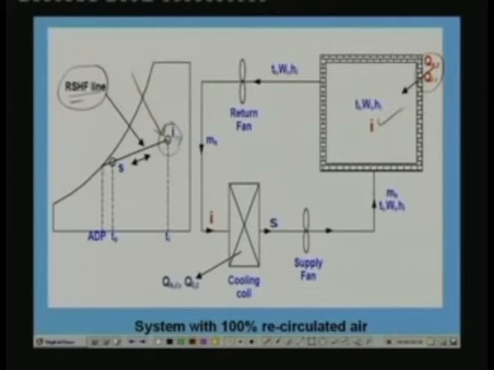Once you know the slope of the line and this inlet state I, then you can draw this RSHF line, and the supply air condition must lie somewhere on this line. It cannot lie anywhere else. If it lies anywhere else, then it cannot take the sensible and latent heat loads in the required proportion. So if the air has to take the sensible and latent heat loads in this required proportion, then this must always lie on this RSHF line.